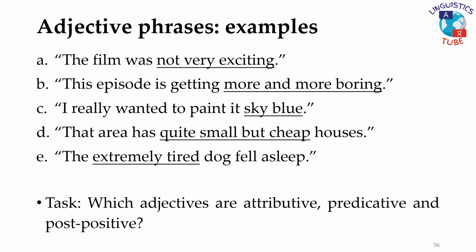As you can see, the adjective phrase can either be before or after the noun. D and E are attributive adjectives, A and B are predicative adjectives, whereas C is a postpositive adjective.